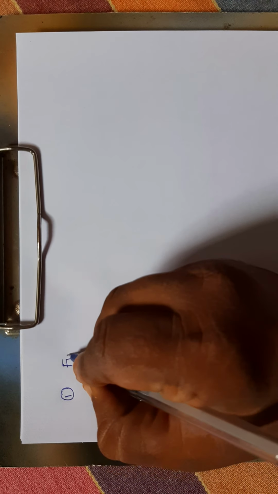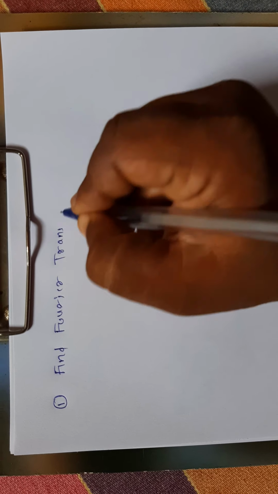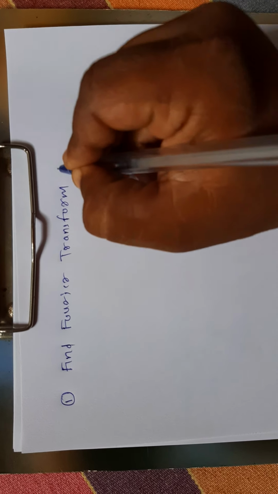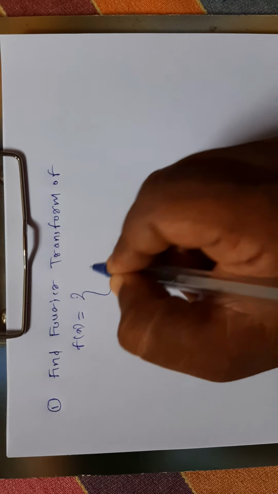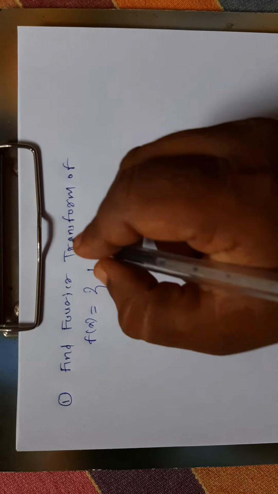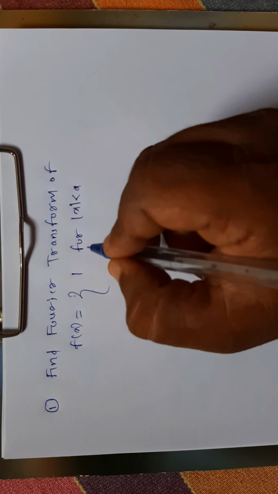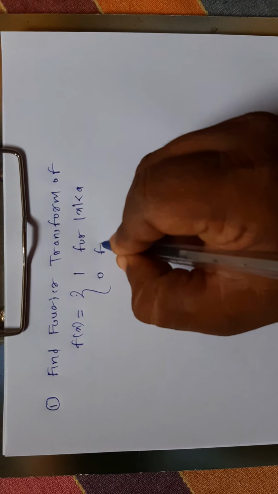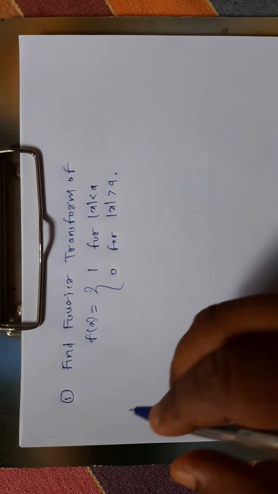Now we will take one example. Find the Fourier transform of f(x) is equal to 1 for mod of x less than a, and 0 for mod of x greater than a. Solution.